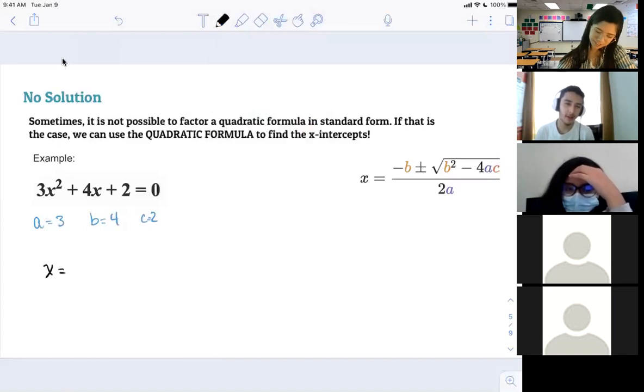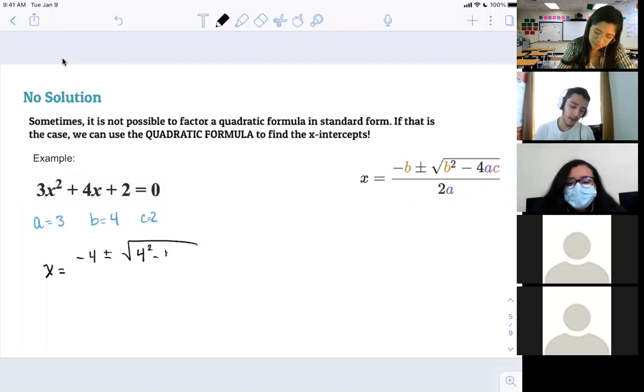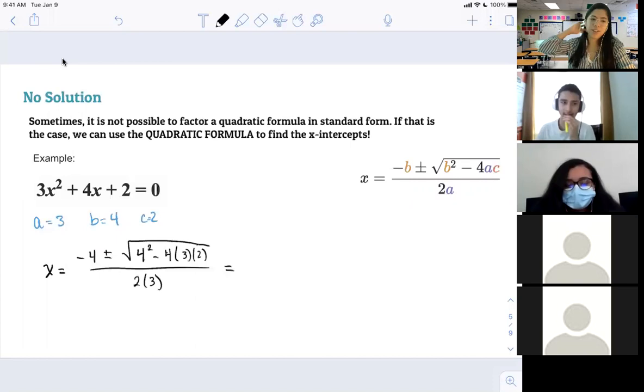X equals negative 4, plus or minus the square root of negative 4 squared, minus 4 times 3 times 2, over 2 times 3. Good, Alejandro. Nice job.